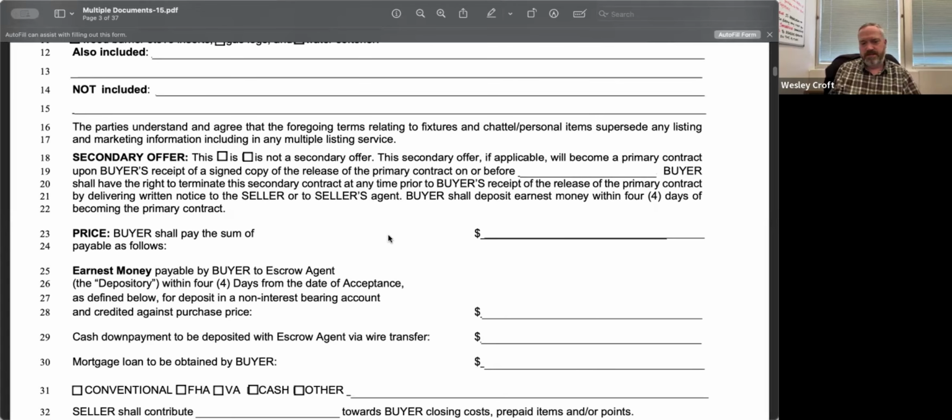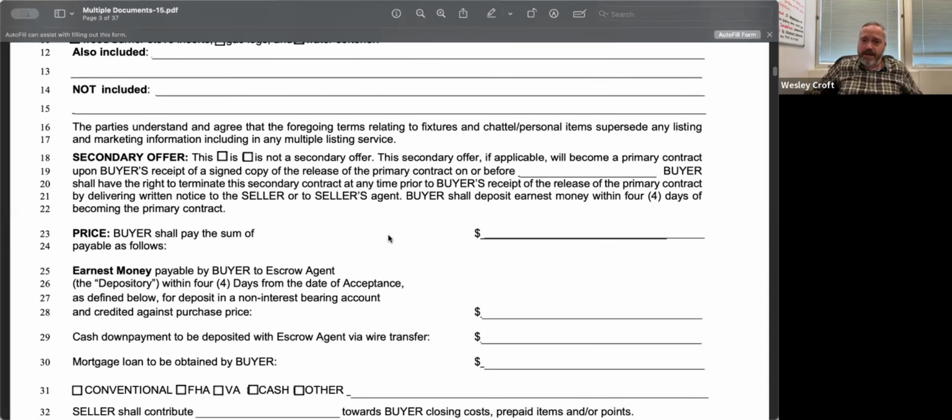All right, second, this next paragraph, 18 through 22, secondary offer. At this point in time, you'll have to check the box whether or not this is a secondary offer. Now, what is a secondary offer? 99.9% of the time, you are not going to be writing a secondary offer. What this means is that if your original offer was in a multiple offer situation, and you lost, for example, and you get a call from the listing agent that says, oh, I'm so sorry. Nice try, but you guys came in second place.